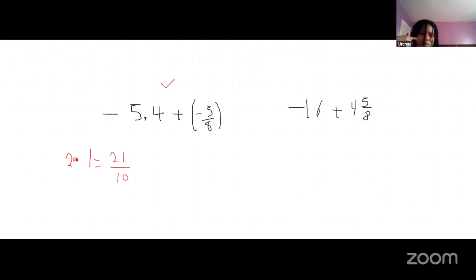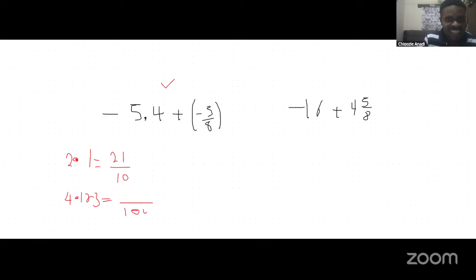If I have another example, 4.123, how many decimal places is 4.123? Three decimal places. So since we have three decimal places, this is going to be over 1,000. Now I just need to write 4123. Do you get this, Reina?